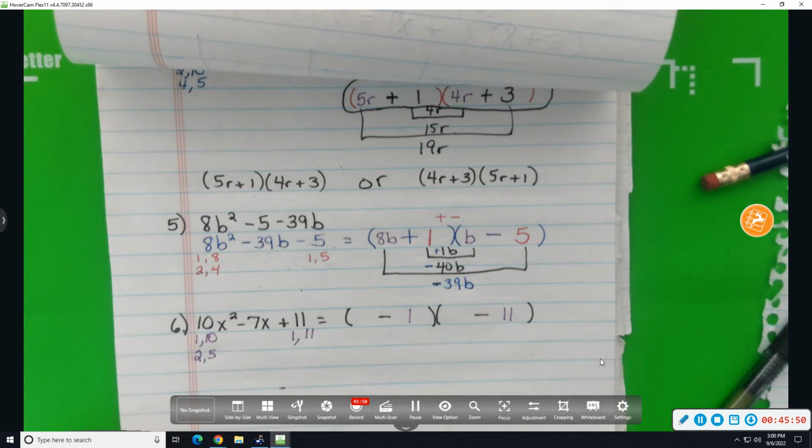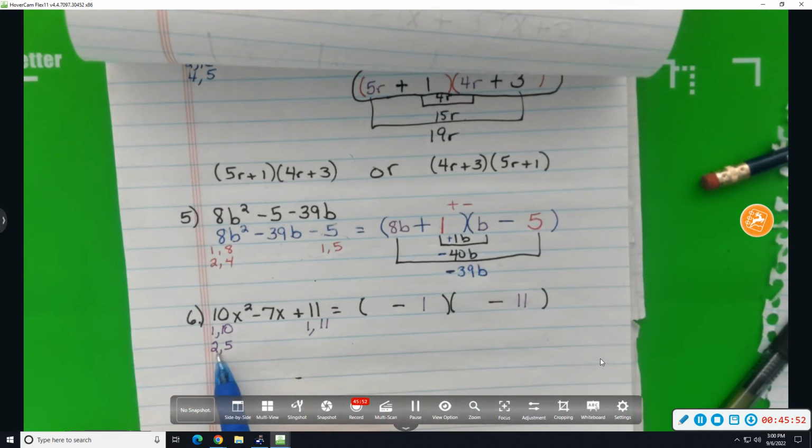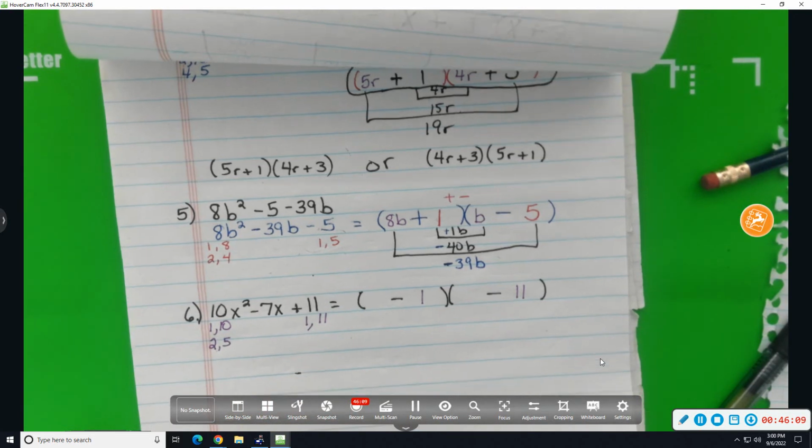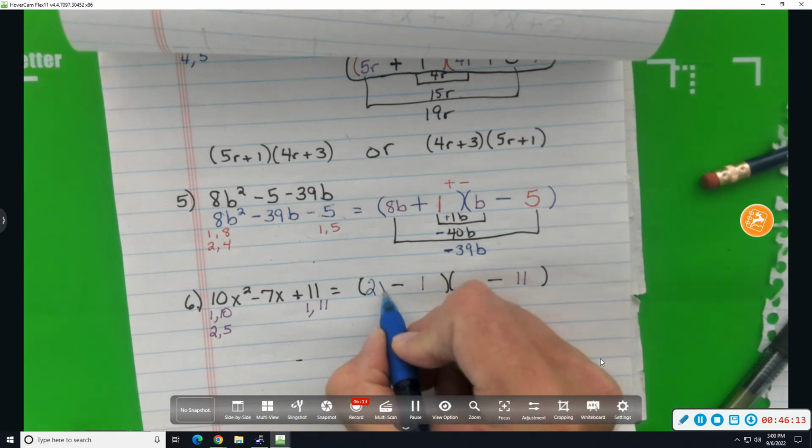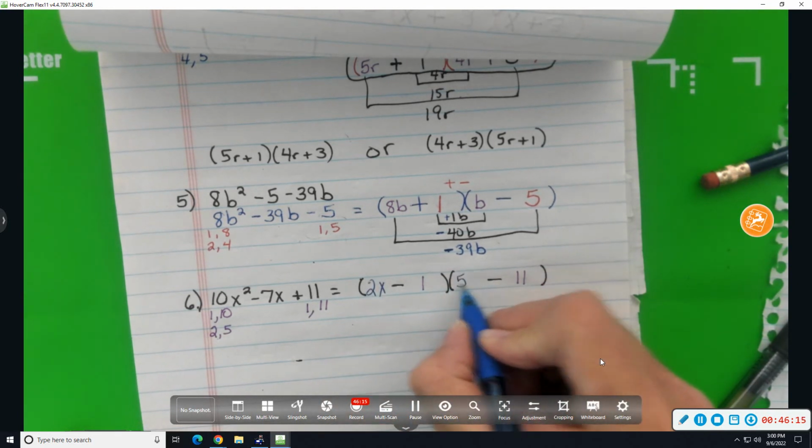And then it's just a matter, I'm going to start with the 2 and 5. If I can't get a negative 7x out of it, I'm going to reverse the 2 and 5. If that doesn't work, I'll try the 1 and 10. If that doesn't work, I'll reverse the 10 and 1. So there's actually 4 pairs I'm going to try here. I'll try 2x and 5x.